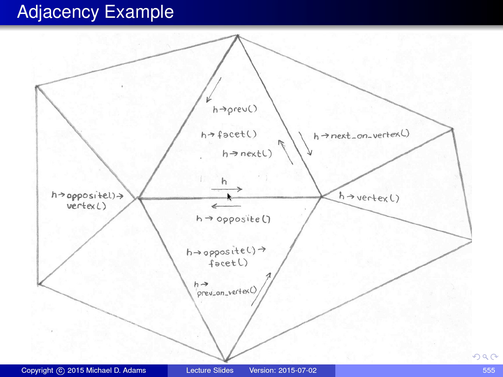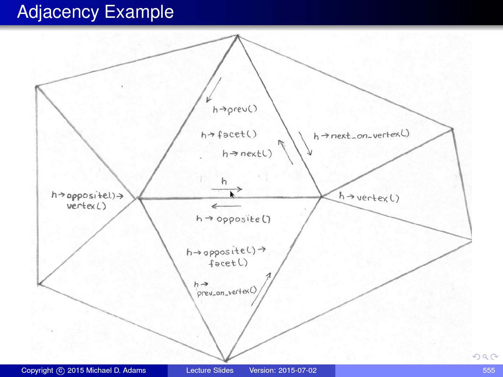Then if we focus on the functions that relate to incident vertices, we have this half edge H. If we call the member function vertex, this gives us the incident vertex for the half edge. So the incident vertex is the vertex at the terminal end of the half edge, which is this end here. So this corresponds to H vertex. Then we have member functions next on vertex and prev on vertex for getting the next incident vertex and previous incident vertex in the clockwise order about this vertex, H vertex.